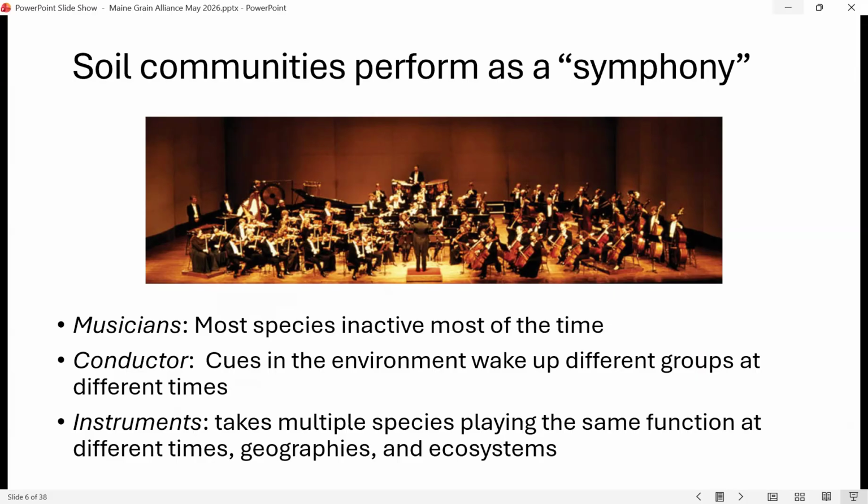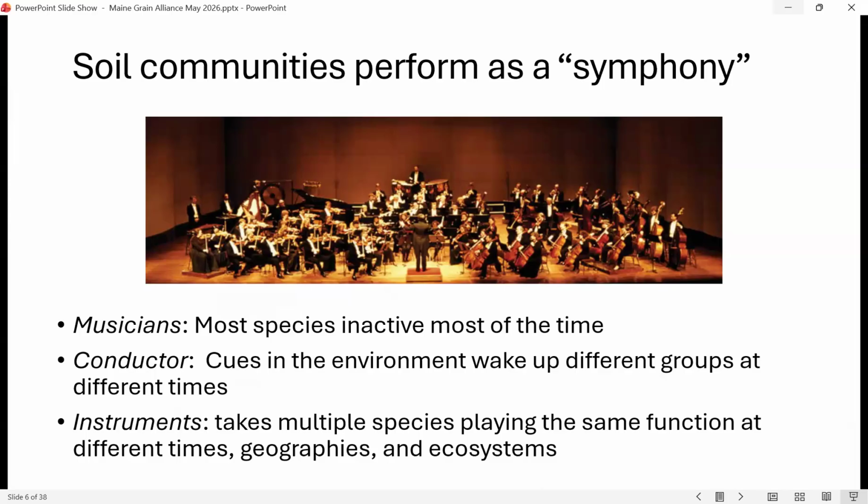And so the way this analogy works is that basically we have all those musicians. We can pretend like those are all the species. You have all those species, but most of them are inactive most of the time. There's only a few that are playing or active at any one time, in space or time.